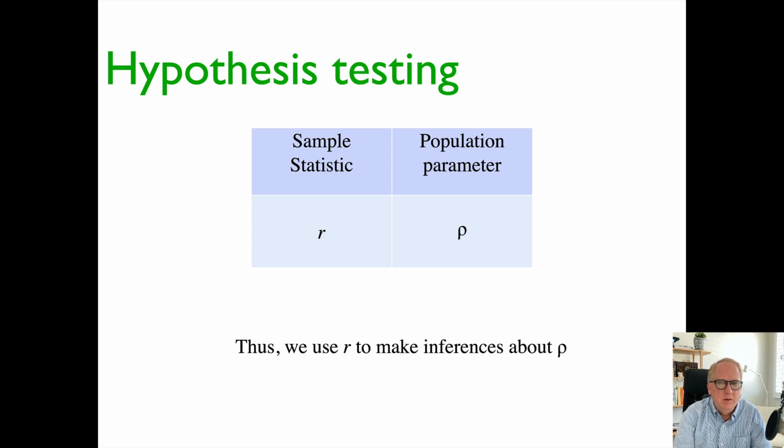In order to do that, I want you to, again, pay attention to our notation here. It doesn't come up there that often because most people just use r all the time. But r is really a sample statistic. So it is this measure of association between two variables within a sample.